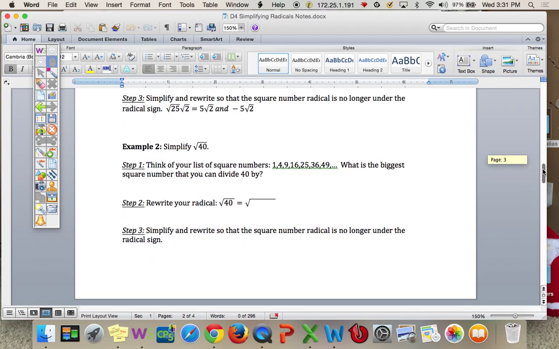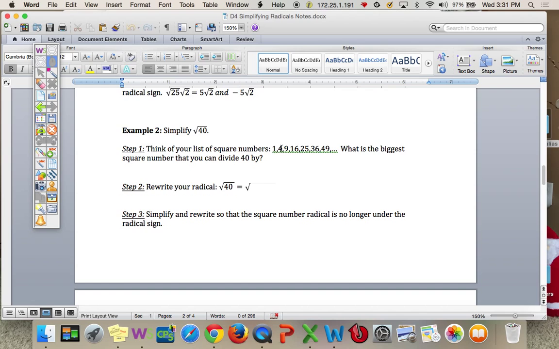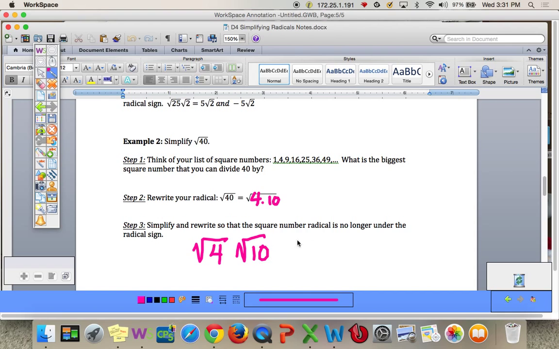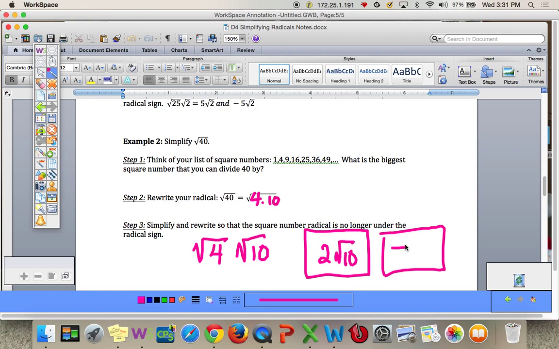So let's do another one together. The square root of 40. What is the biggest number of our square numbers that we can divide 40 by? And that would be 4. 4 times 10. So we're going to rewrite this as the square root of 4 times the square root of 10, and that equals 2 square root of 10. So there are two answers, positive 2 square root of 10, and we could also say negative 2 square root of 10.